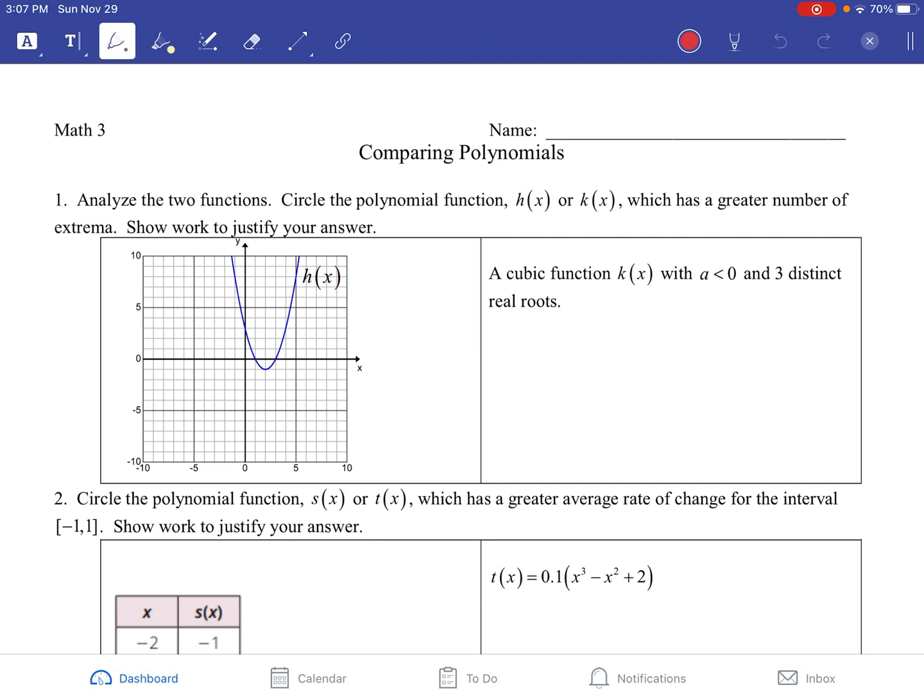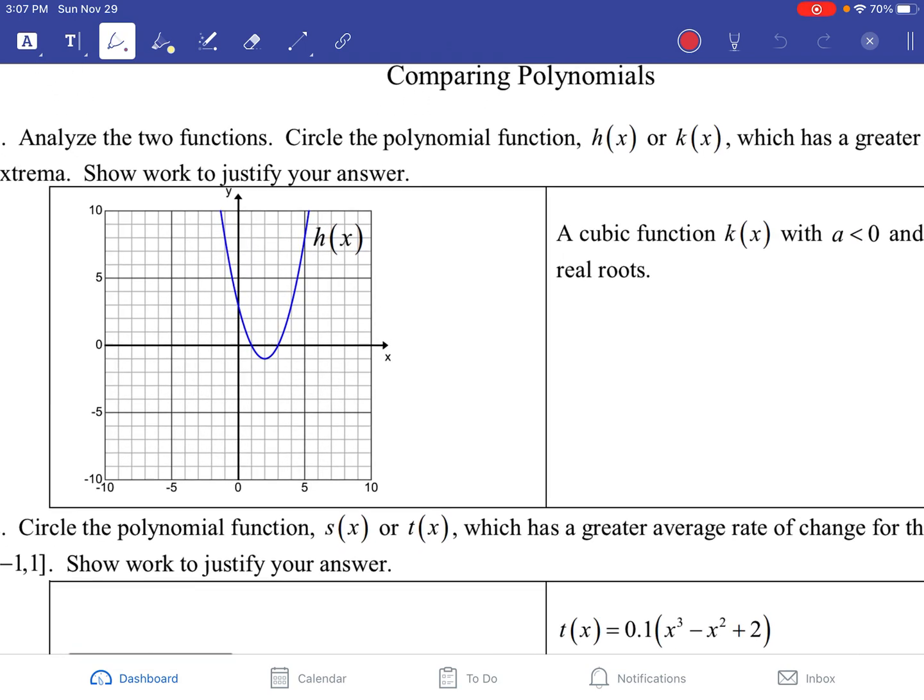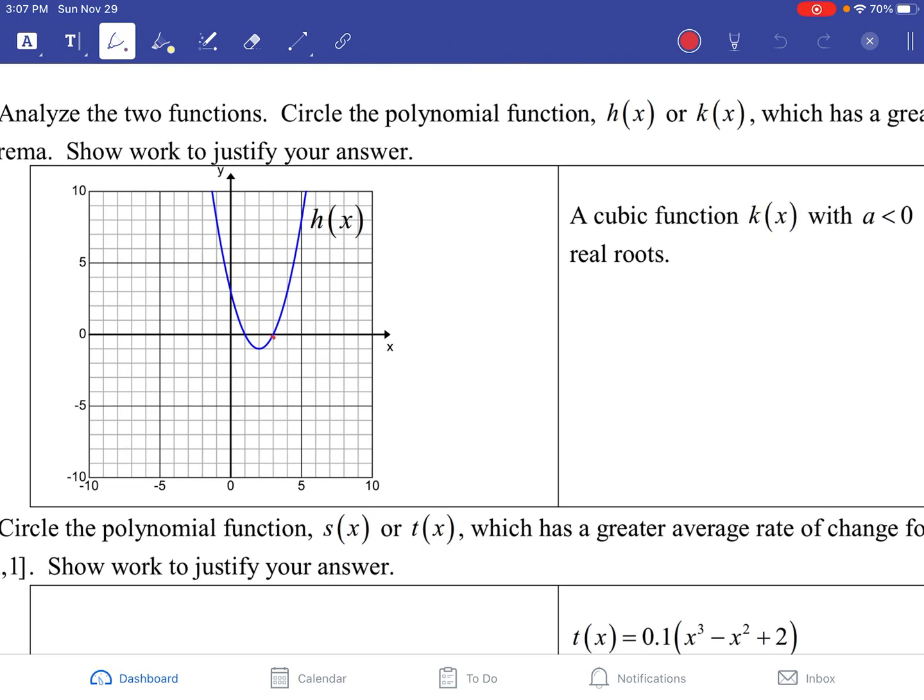So number one, it says we're comparing two functions, h of x and k of x. All right, we want to figure out which of these two functions has a greater number of extrema. So extrema, again, are the peaks and valleys of a graph. All right, so in the first graph, we see this one valley, so this has one extrema.